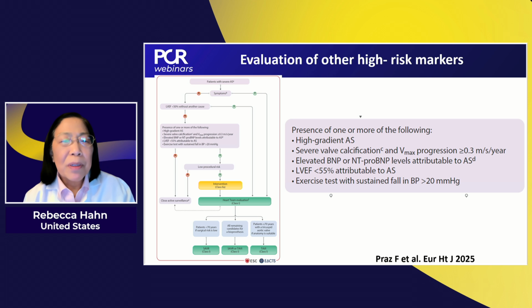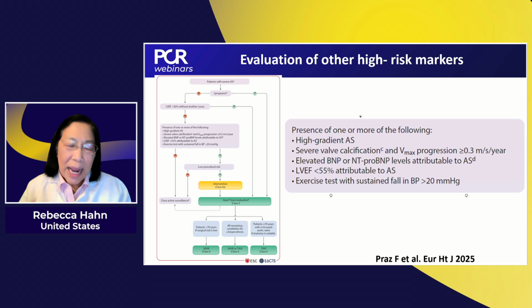The final step is that if you have patients with symptoms, then I think it's clear what needs to be done. And if you have those patients already with a significantly reduced LV ejection fraction below 50%, then again, we know that those patients have a poor prognosis and need to go on to intervention.